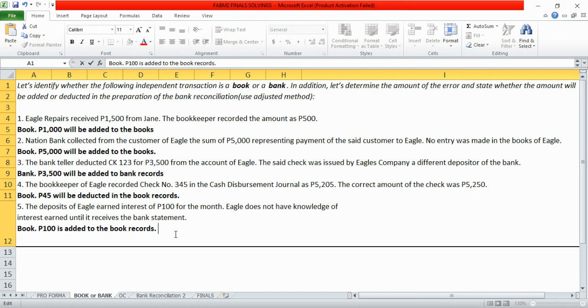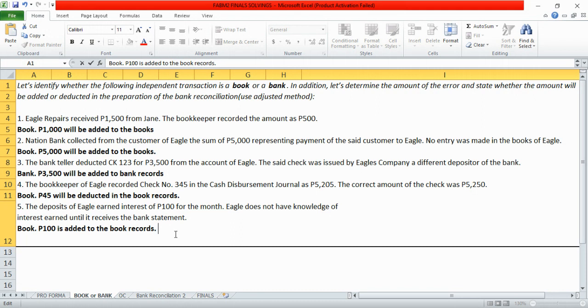Next, number 5, the deposit of Eagle earned interest. The company earned an interest of 100, but Eagle does not have knowledge of the interest earned. So that's why they have to write it in the book. They have to add it to the book records. So that's how it goes.